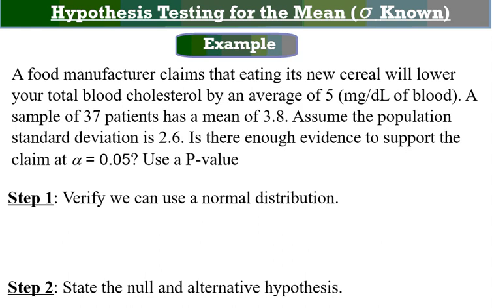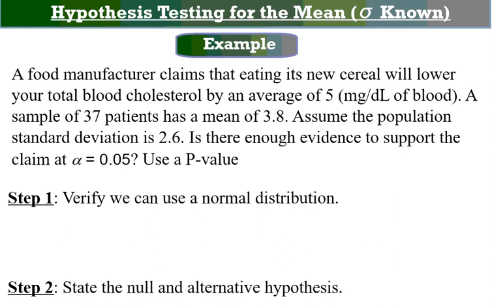So, example: a food manufacturer claims that eating its new cereal will lower your total blood cholesterol by an average of 5. That's milligrams per deciliter, but we're just going to, for the rest of the time, ignore the units, but that's what it is. A sample of 37 patients has an average of 3.8, so lower. So the question is, is that too low? Does it appear that they were making an invalid claim in this one?